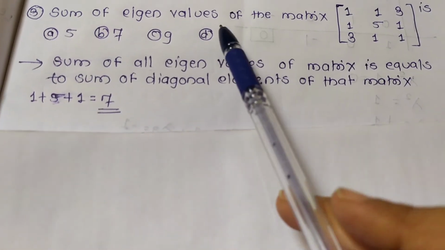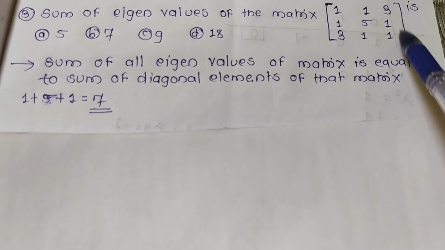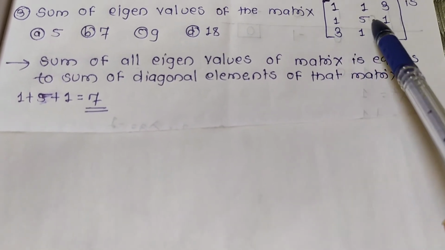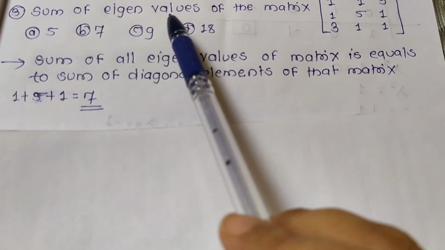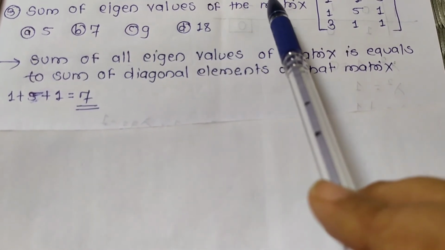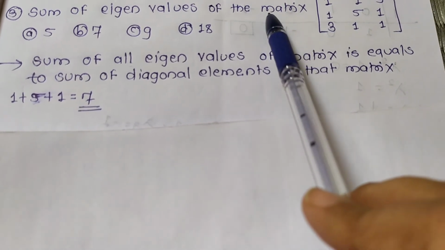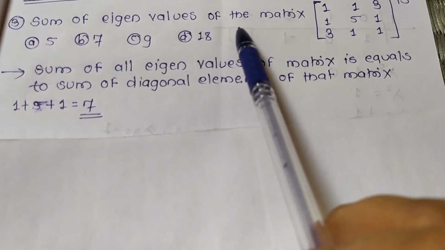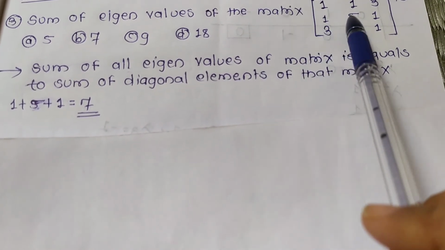Now, the sum of eigenvalues of the matrix 1 1 3, 1 5 1, 3 1 1 is equal to the sum of the diagonal elements of that matrix. We read the properties. Hence 1 plus 5 plus 1, 7.